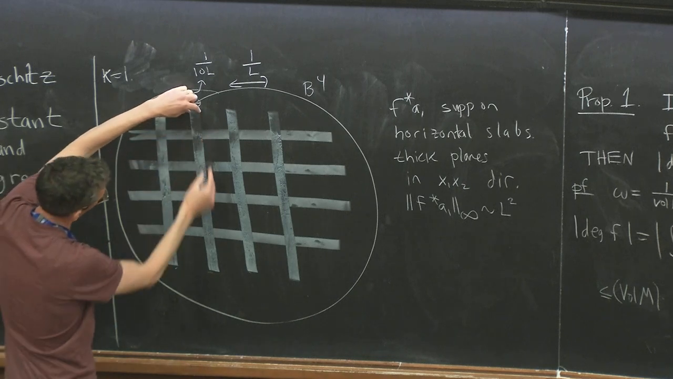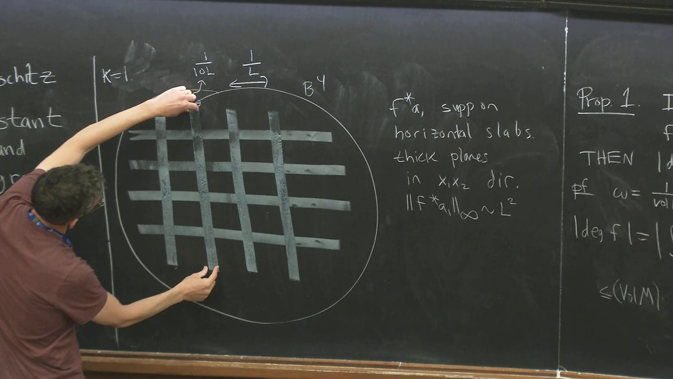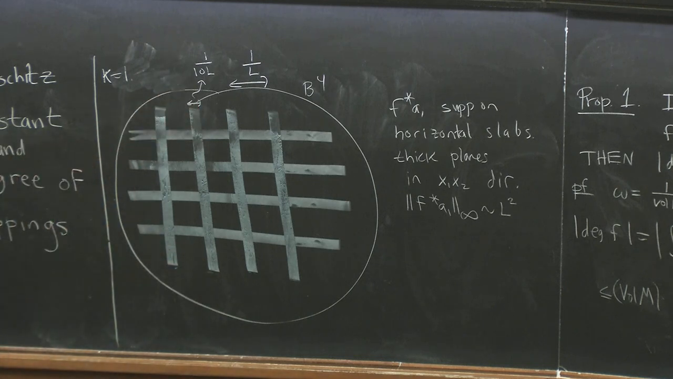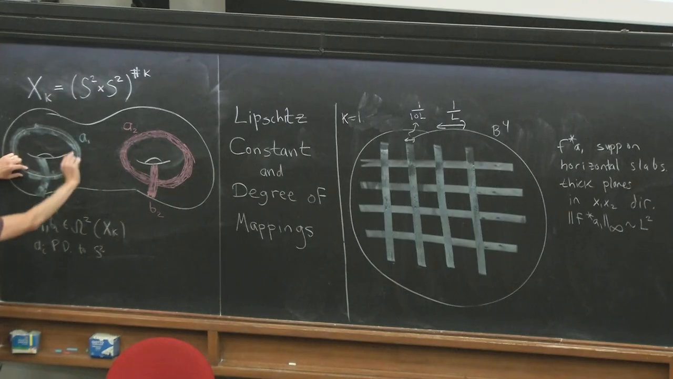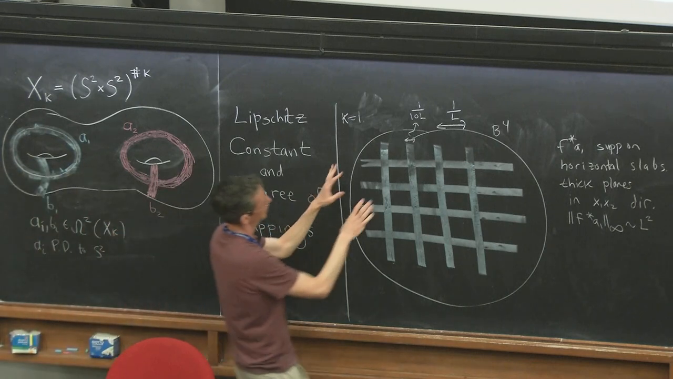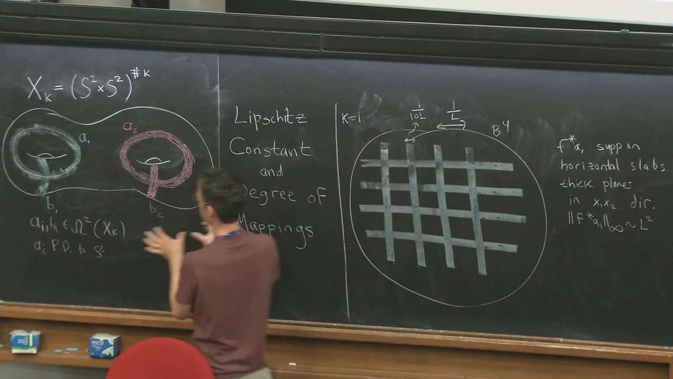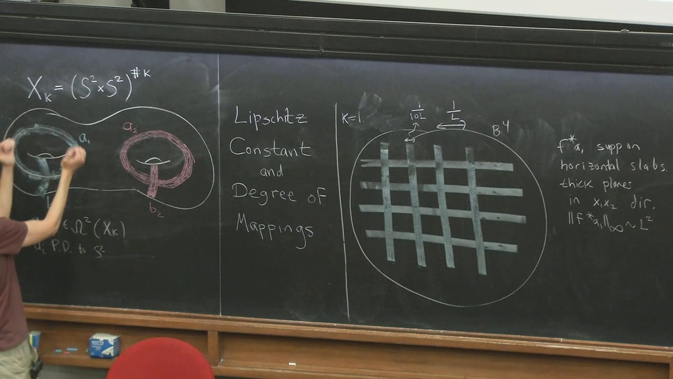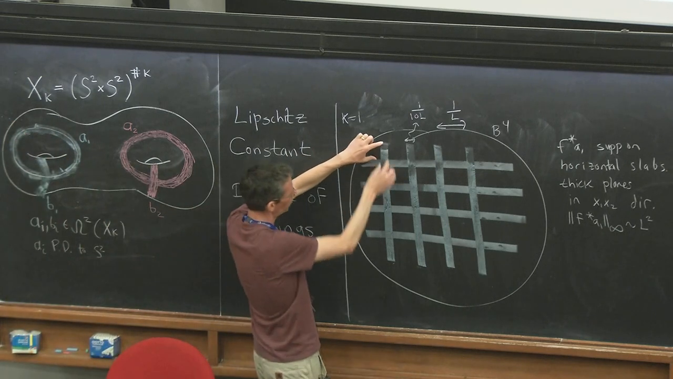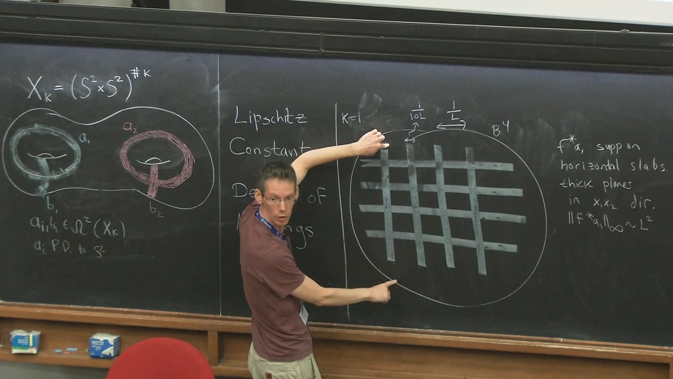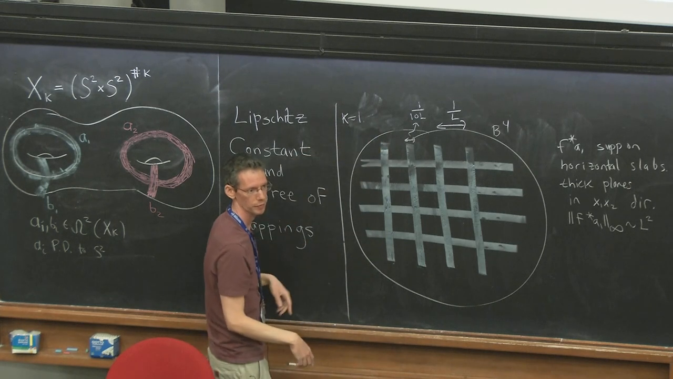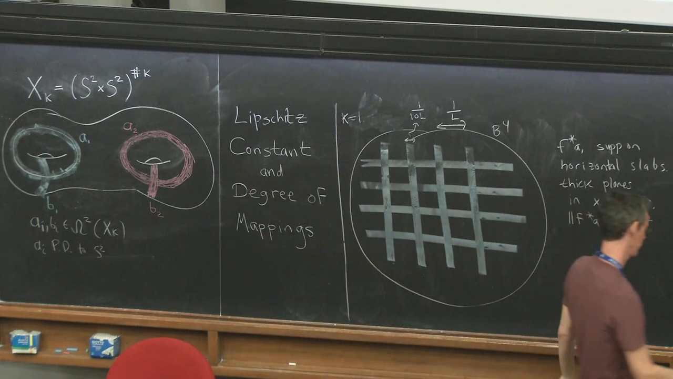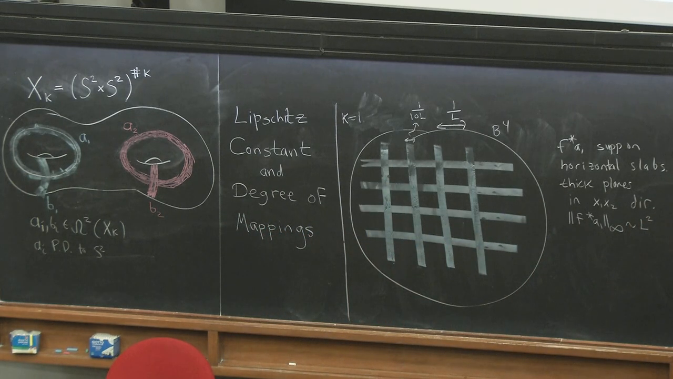So this 2 plane, which has thickness 1 over 10 L, got stretched out. Its thickness got increased by a factor of L to be as thick as this thing. And then each bit like that goes here and wraps around that 2 sphere. So if you go down this 2 plane, it wraps around the 2 sphere many times. So that's what the map looks like.